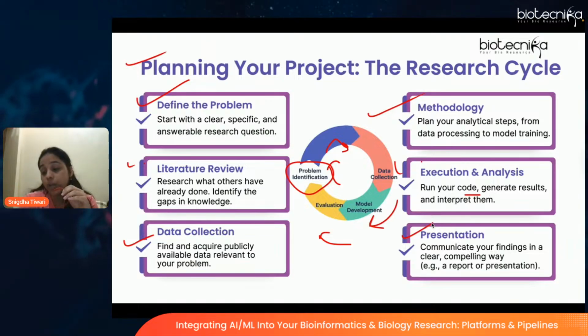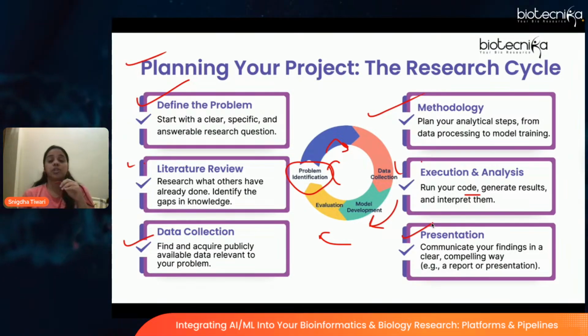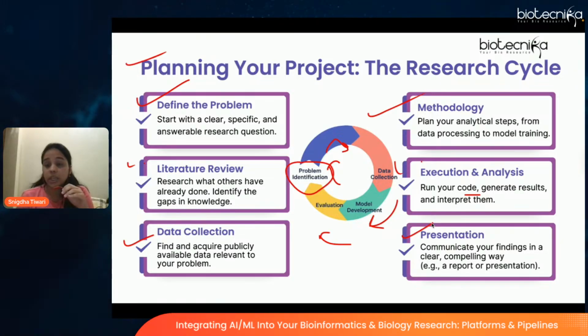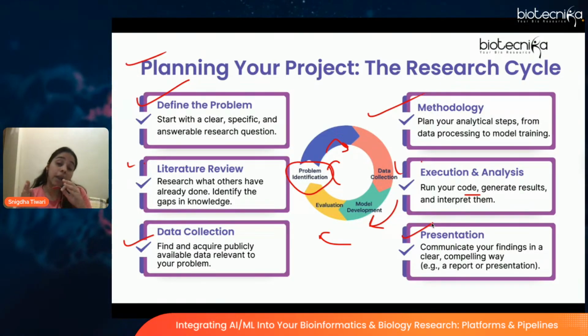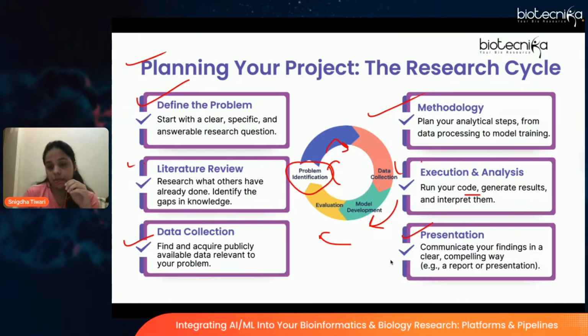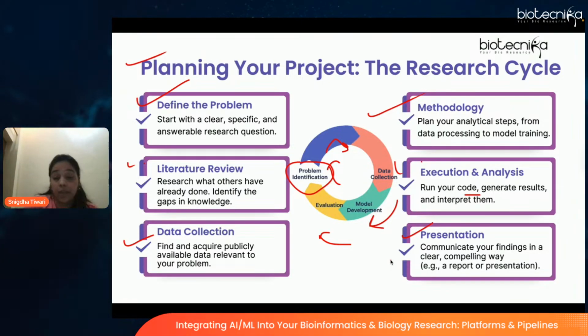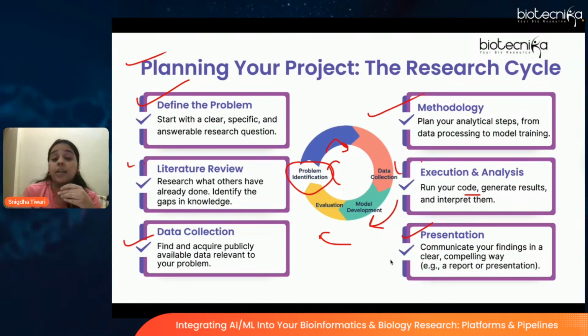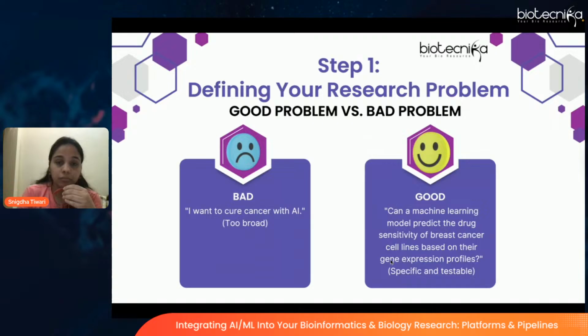At the end, try to present, right? The presentation is important because you also want to communicate your findings. You should communicate your findings in a clear and compelling way. For example, what report have you made? You should be able to convince anyone, any scientific community or anyone else, right? So that is a part of the research cycle.